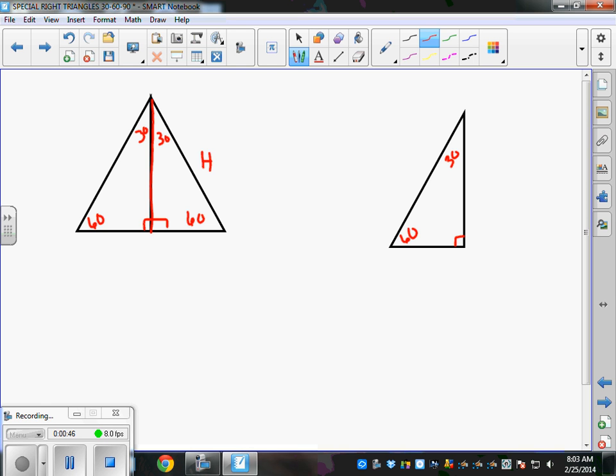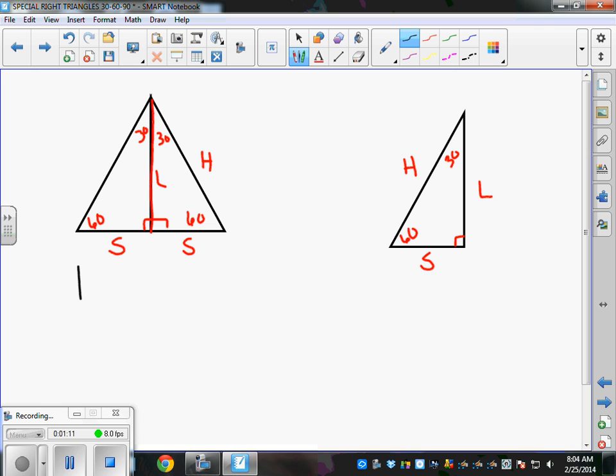So we're going to call this side the hypotenuse. Across from the 30, we're going to call that the short side. And across from the 60, we're going to call that the long side. All right, so we have a hypotenuse, a short side, and a long side. Across from the 30 is the short, across from the 60 is the long, and the hypotenuse is always across from the 90.